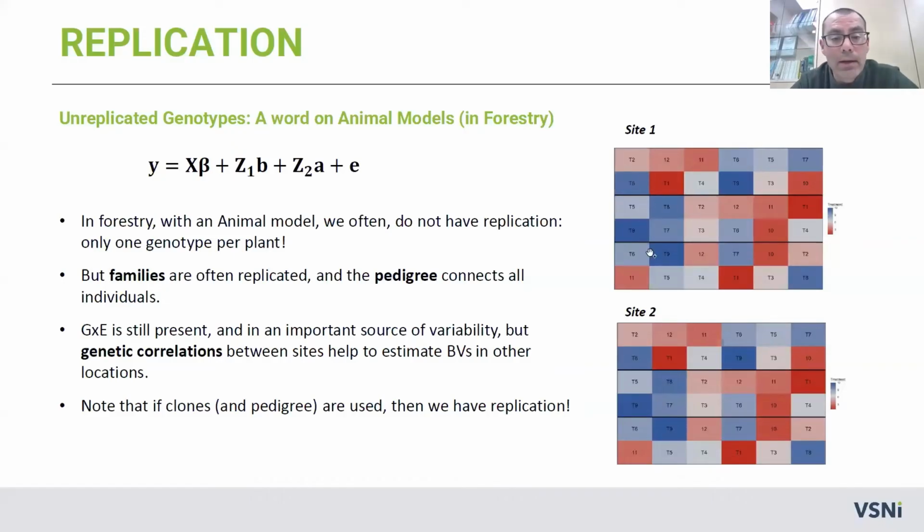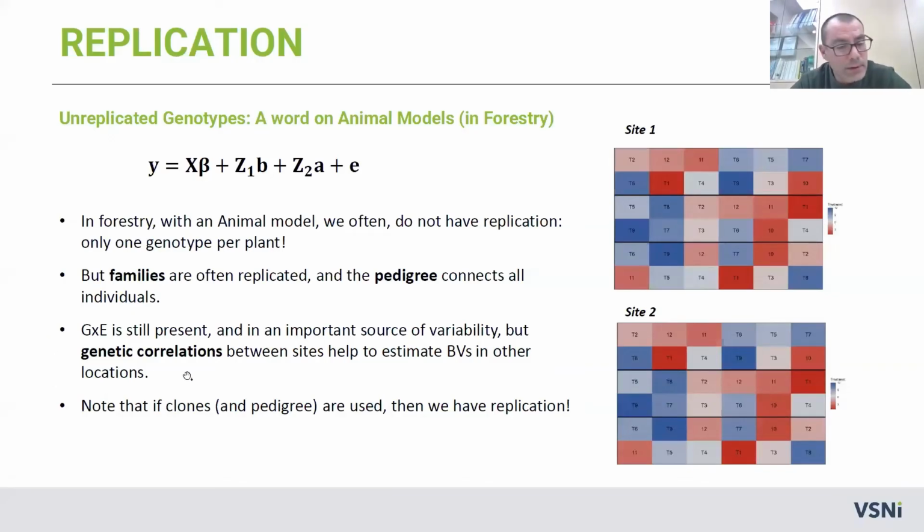But when you have pedigree information and you relate everything through some families, you don't have that problem. Now, what is important there is that the families have to be replicated. You cannot have one individual from a given family unless you have a very good pedigree. So in this case, you might want to ensure that every family is represented on every site, or every male or every female is represented on every site.